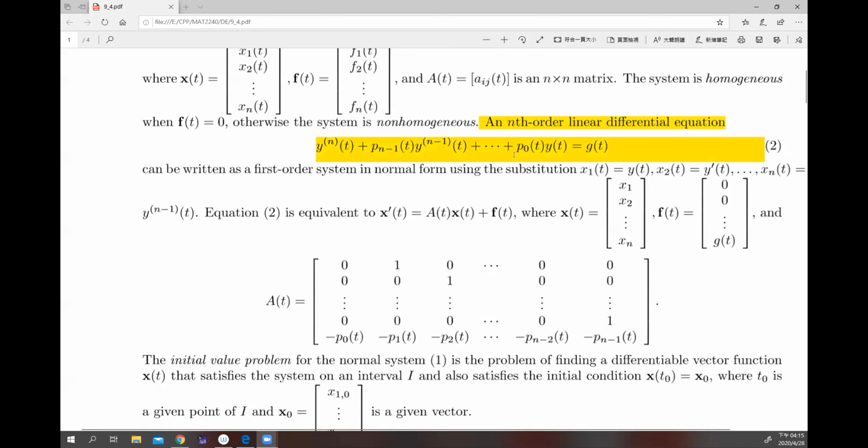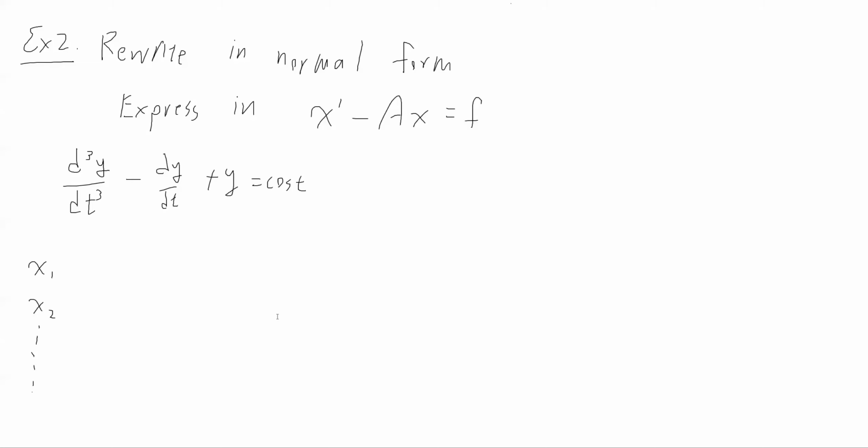Okay, so we saw this earlier in the video. An nth order linear differential equation in this form can be written as a first order system in normal form using substitution, right? So let x1 be y, x2 be y prime, x3 be y double prime, and so on. So let's see how that works in the actual example.